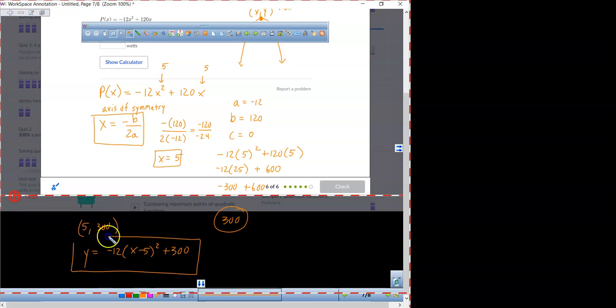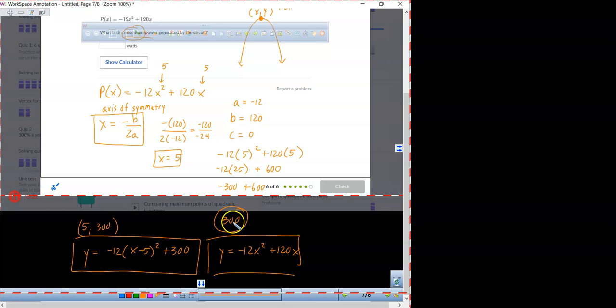So in vertex form, if I wanted to convert this to vertex form, where the vertex I know is at a 5 and a 300, here's what I could do to change everything to vertex form without having to complete the square. Okay? Here's my answer in vertex form. Ready? Put y equals, for the whole p of x, y equals negative 12, open parentheses, x minus 5 squared plus 300. I just changed it from standard form to vertex form, and what did I not do? I did not complete the square.